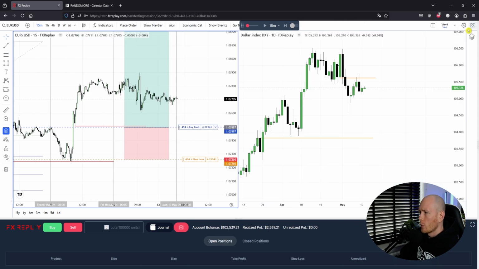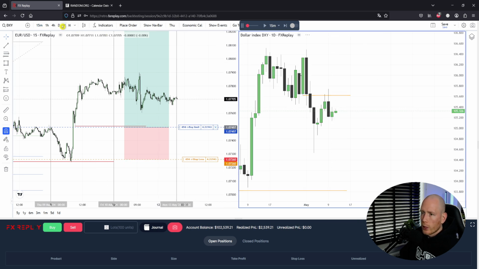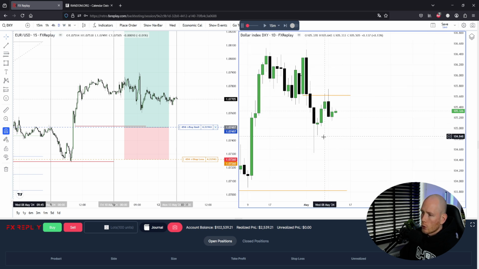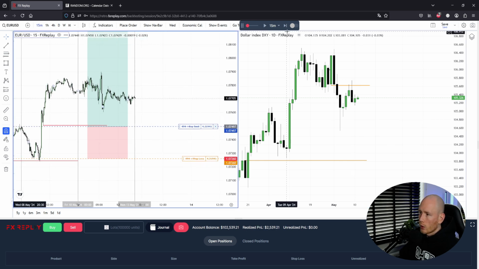Let me remove this so it's a little bit bigger. I'm still looking for lower prices here, even though this candle looks like it's about to form a swing low. I don't think that's necessary. Let's look at the weekly. Yeah, weekly is an inside bar, has no real direction. So this one is still good to go lower in my opinion. So let's keep it on here.